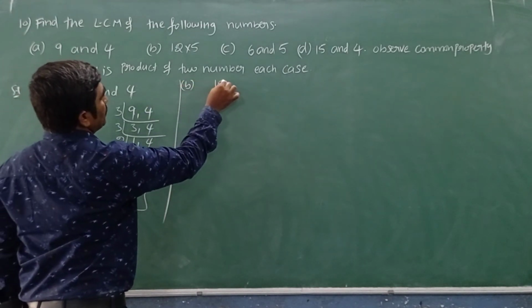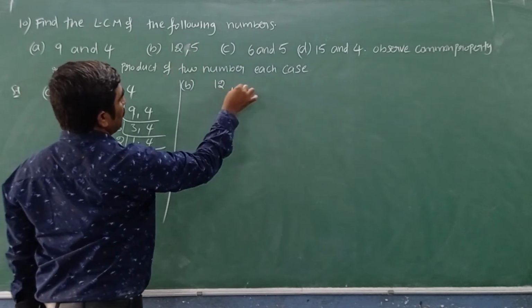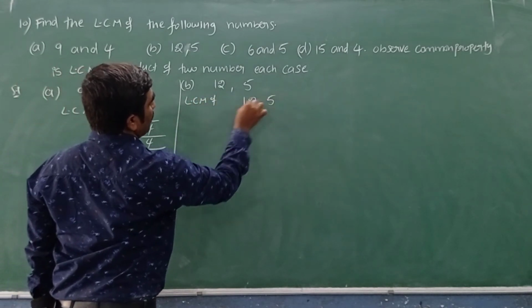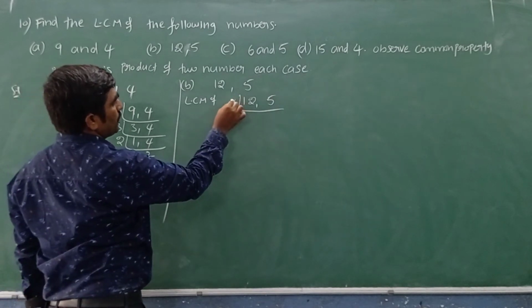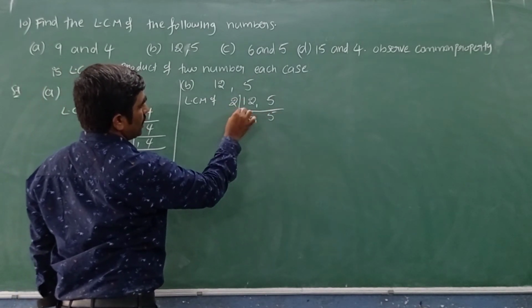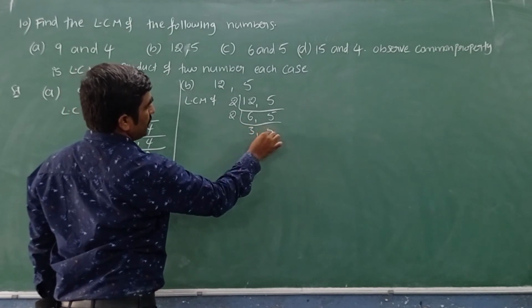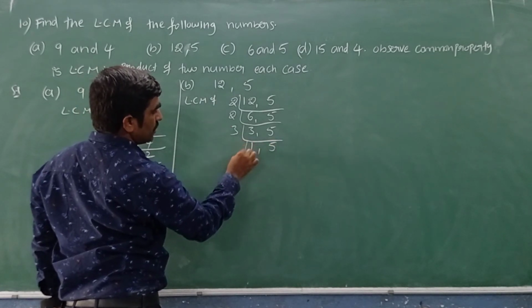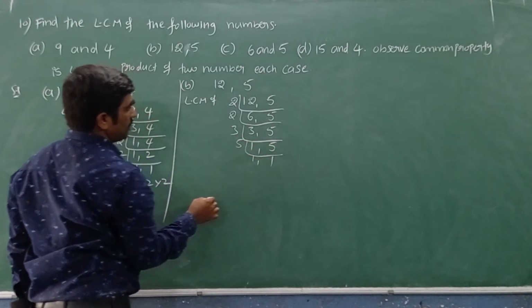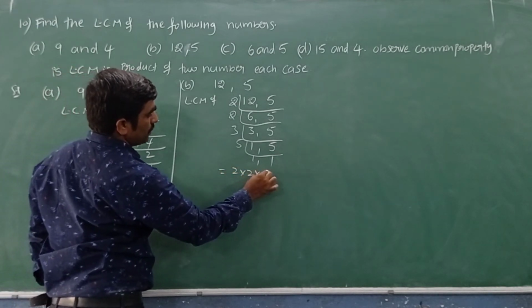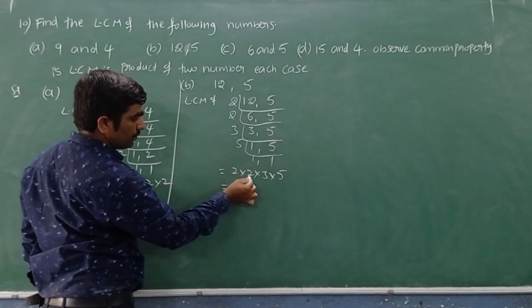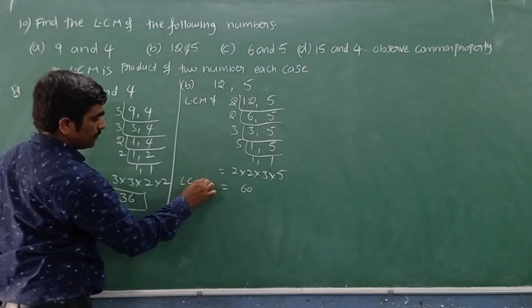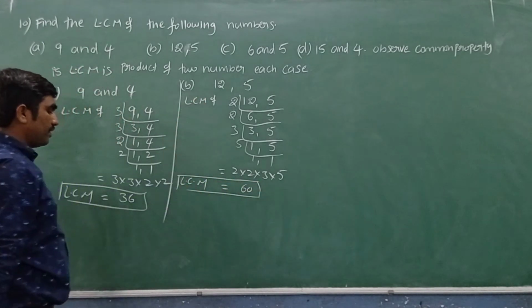B. 12 comma 5. We have to find the LCM of 12 comma 5. Which prime number goes in 12 comma 5? 2 sixes are 12, 5 as it is. Again in 6, 2 table, 2 threes are 6, 5 as it is. Both are prime numbers. 3 ones are 3, in 5 the 3 table is not possible, so write as it is. Again in 5, 5 ones are 5. So multiply 2 into 2 into 3 into 5. 2 twos are 4, 4 threes are 12, 12 fives are 60. Here I got the LCM of those two numbers, 12 and 5, is 60.